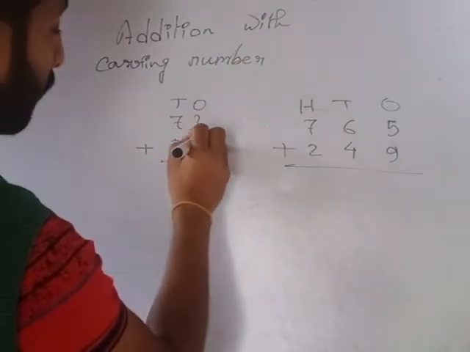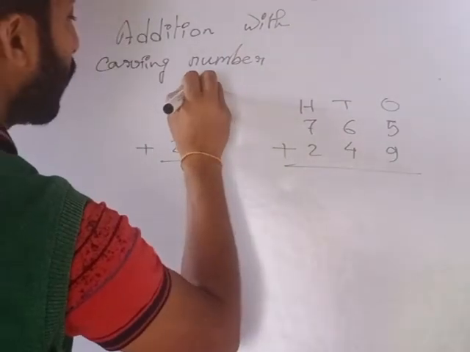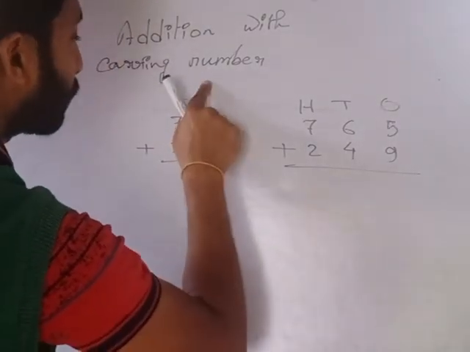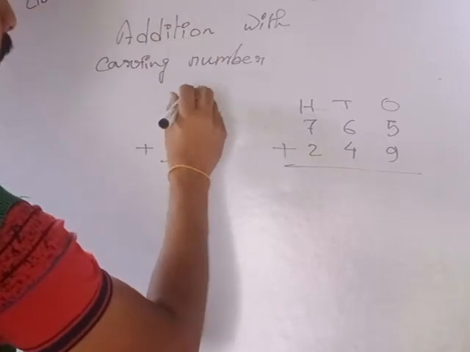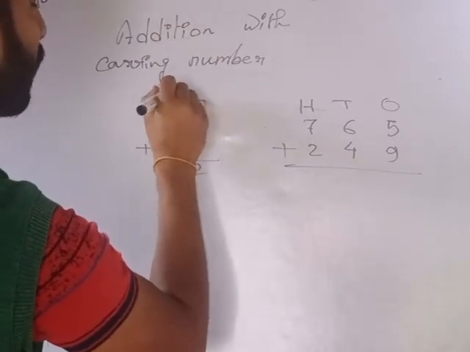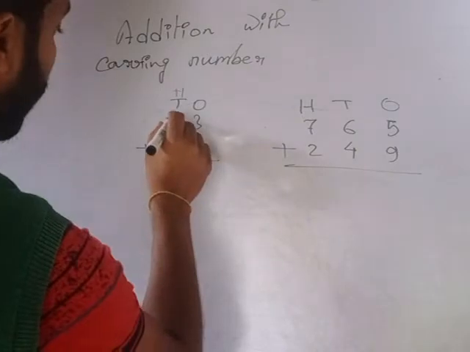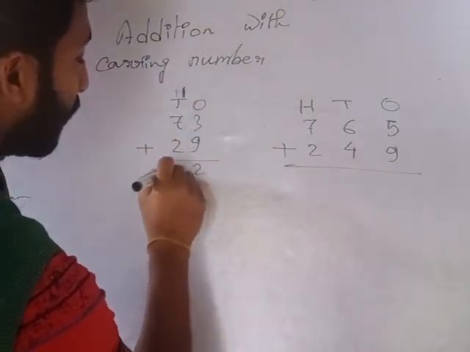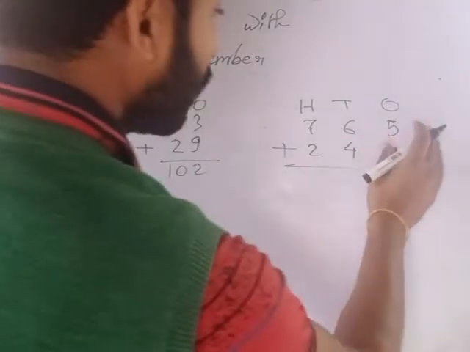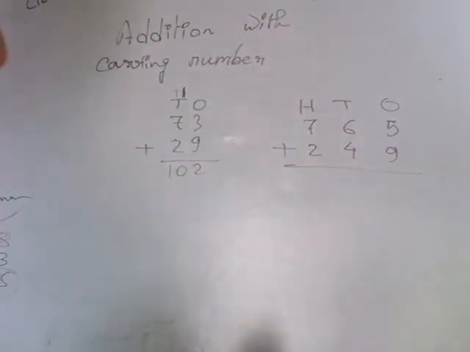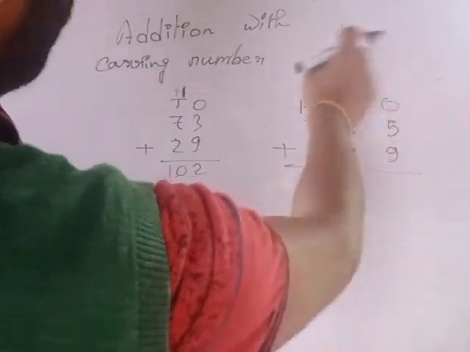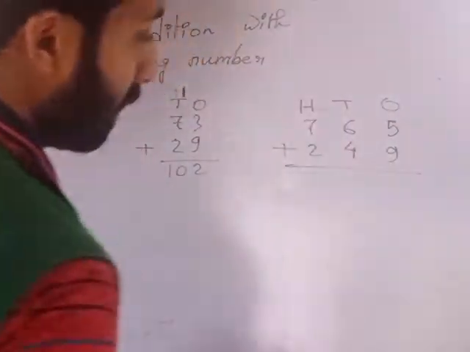Addition. 9 plus 3, that is 12. So we should write here 2, and 1 carries to the next left. At first 7 plus 1, that is 8. 8 plus 2, that is 10. Like this. You should carry the number to the next left. If the addition of the numbers is more than 9, we should carry the number to the next left.